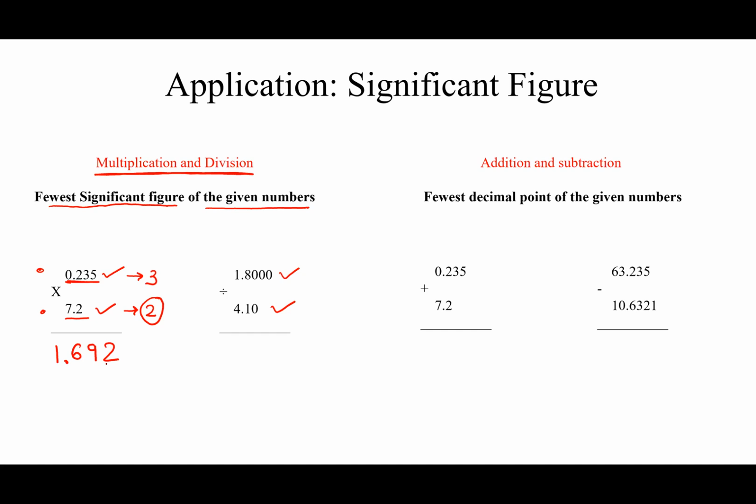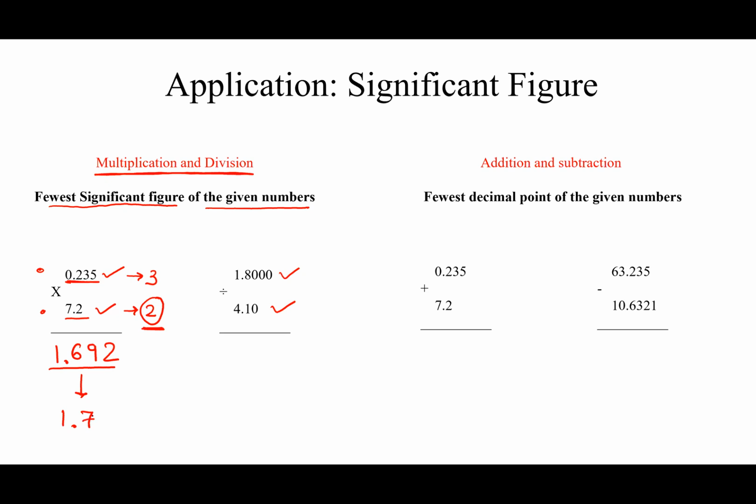However, if I ask you to do the math and write your answer in the correct number of significant figures, you have to look at this. What is the least number of significant figures? It is 2. It means you have to have only 2 digits, or 2 significant figures, in your final answer. What does it mean? It means you're going to apply the rule of rounding off. Do you know how to round off the number? The answer would be 1.7. Yes, that answer is right, 1.7.